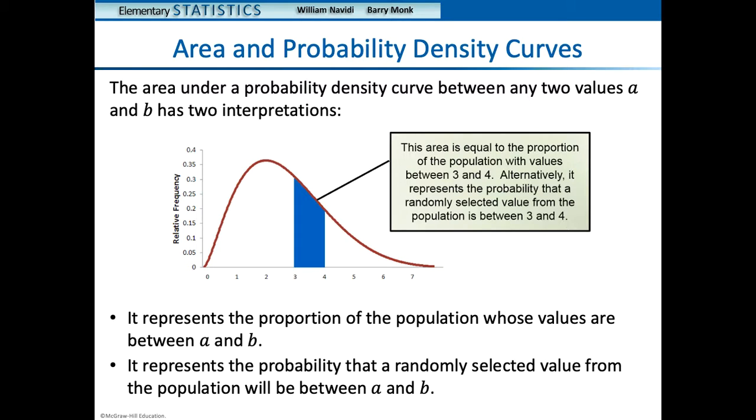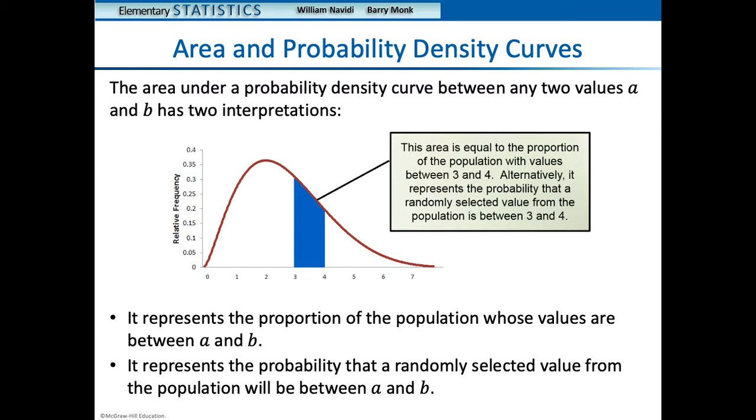So in this diagram, you see the shaded blue area, right? That is the area that falls between the values 3 and 4. This area is equal to the proportion of the population with values between 3 and 4. Or alternately, it represents the probability that a randomly selected value from the population is between 3 and 4. So there's two ways of interpreting that area. We can interpret it either as a proportion or as a probability.